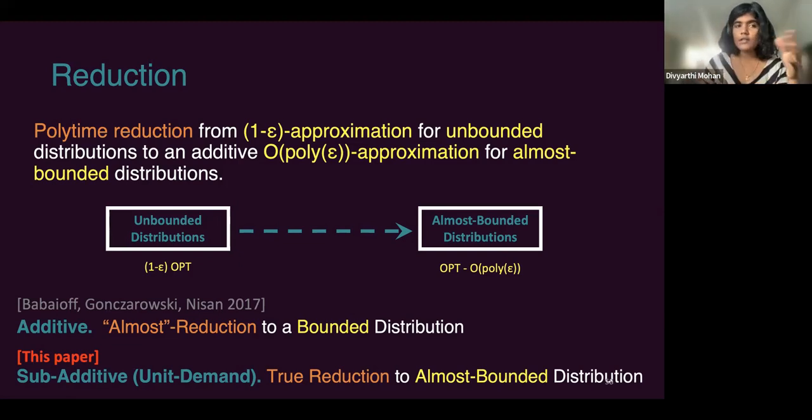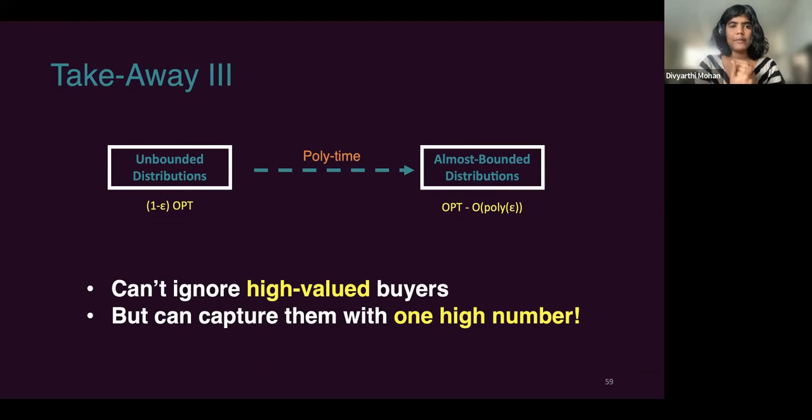Okay, and our results hold even for a more general class of valuation functions like subadditive buyers. So we believe that this is going to be very crucial in extending our results beyond the unit demand case, because now we only need to focus on almost bounded distributions. So the main takeaway from this part is that we have a true black box reduction from unbounded distributions to almost bounded distributions in polynomial time. We can't just ignore the high values completely, but we can capture the whole tail with one single number h.